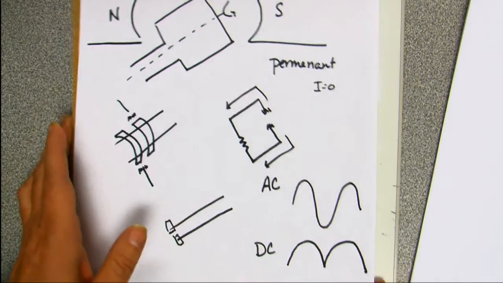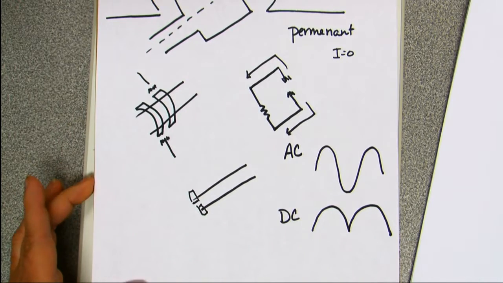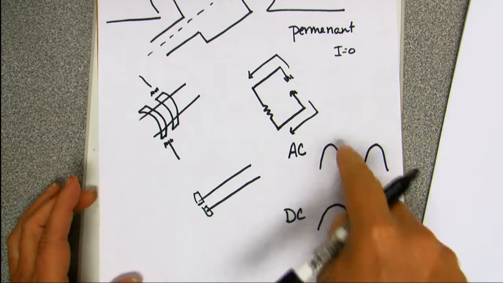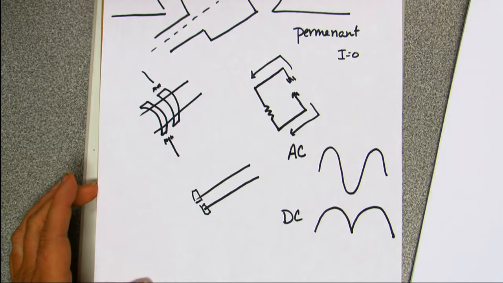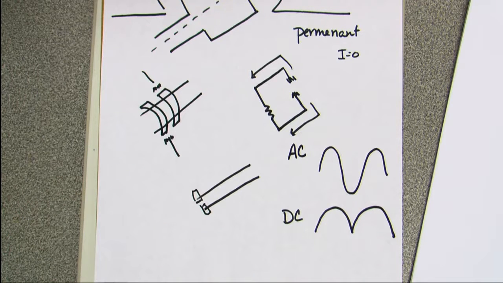Now, what happens is that in both cases, the magnitude of the current is not constant. Doesn't matter whether I have AC current or DC current, the magnitude of the current is not constant. So what I'm going to get is, I'm going to do it for AC and I'm going to do it for DC.